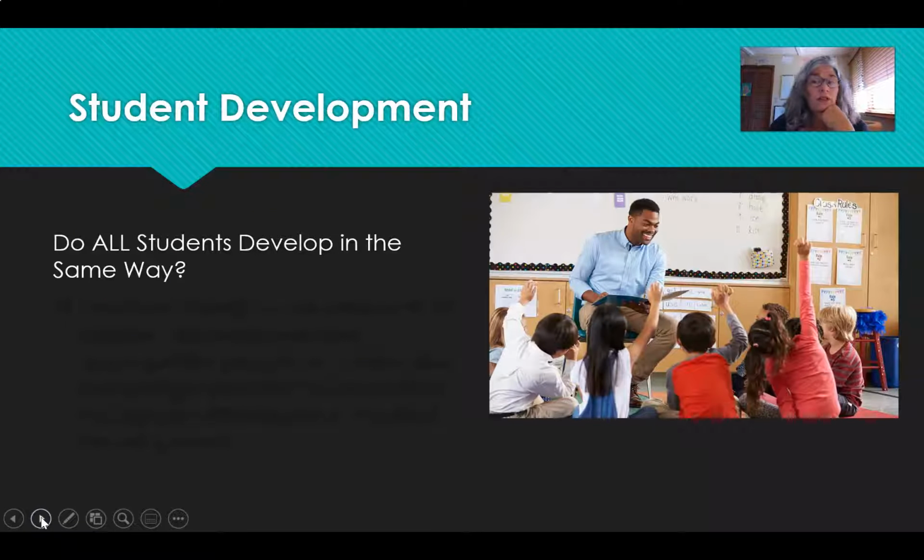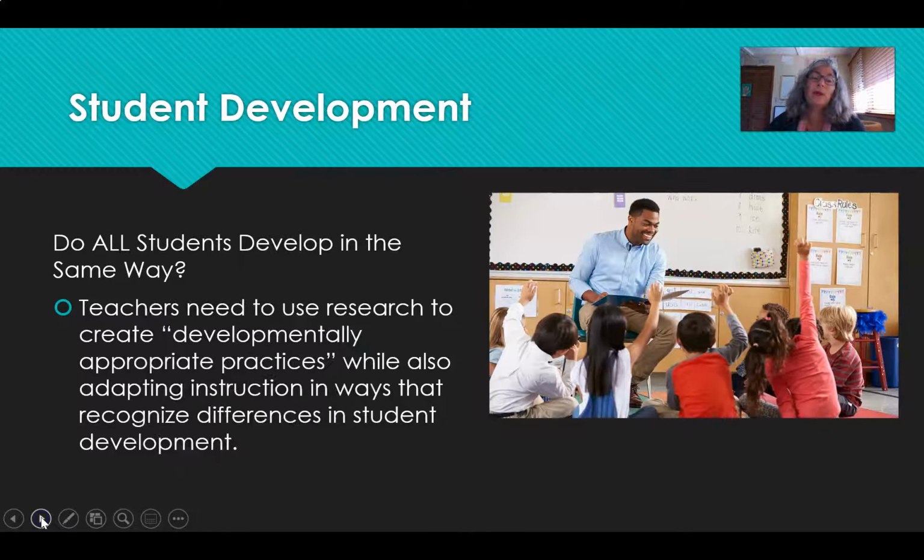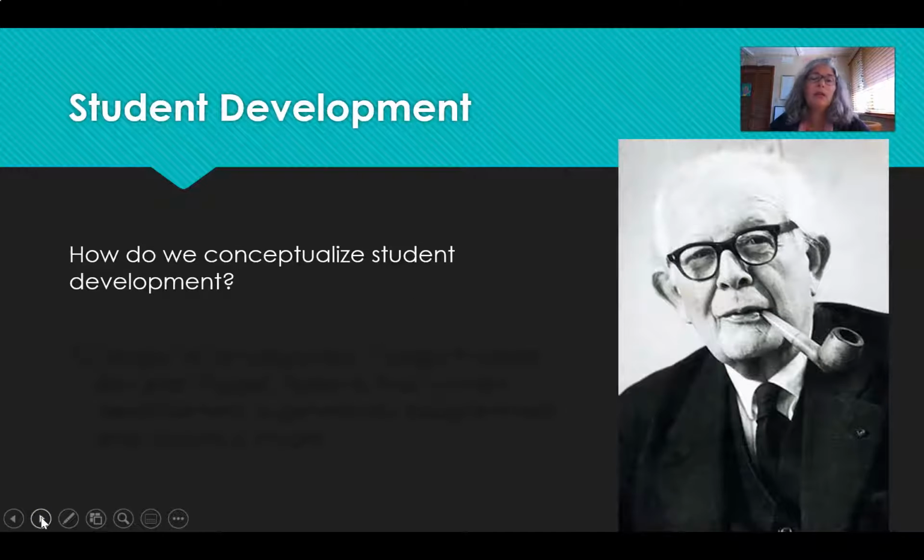So, continuing with this question of do students all develop in the same way, what teachers need to do is use this research to try to create instructional strategies that are developmentally appropriate. So you know what your typical second grader or your typical seventh grader needs, but then still look at your individual students to see where you might need to vary things to meet their specialized needs.